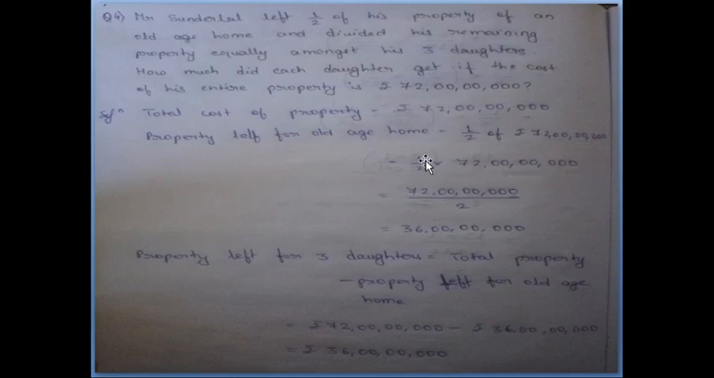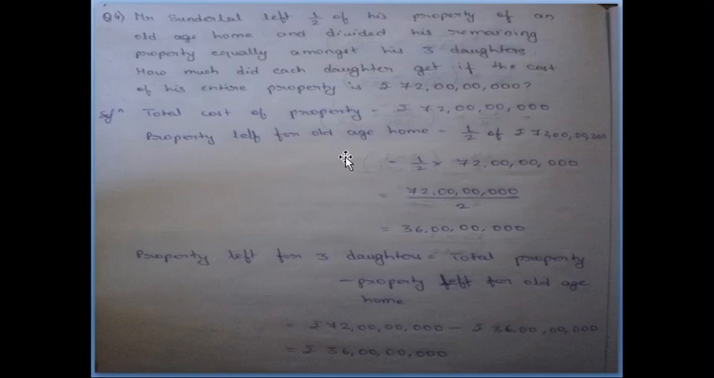So now 1 into 72 crore equals 72 crore divided by 2. Here cancellation is possible. So 2 into 1 is 2, then 2 into 36 crore equals 72 crore. So here we got 36 crores, that is the property left for the old age home.